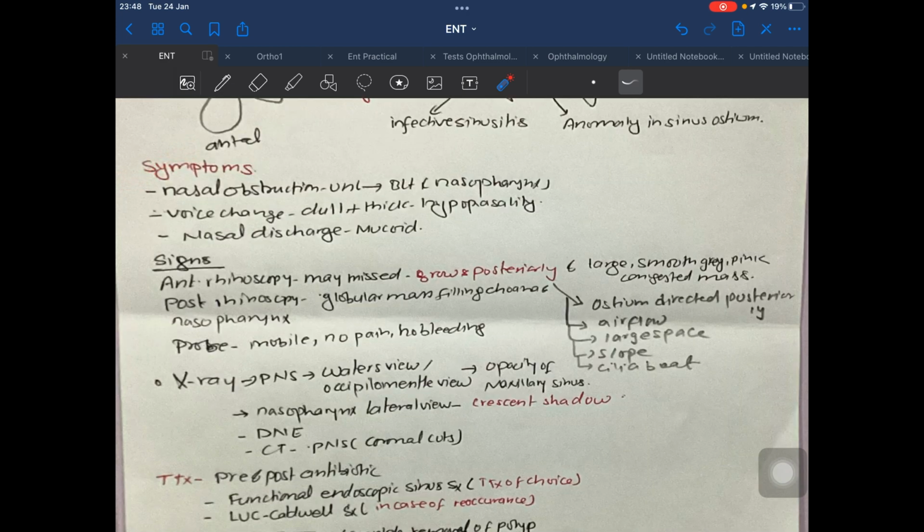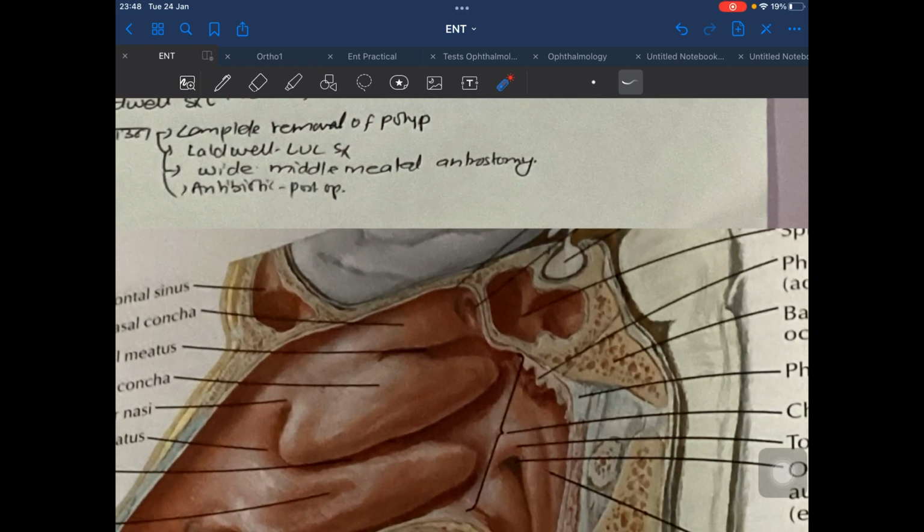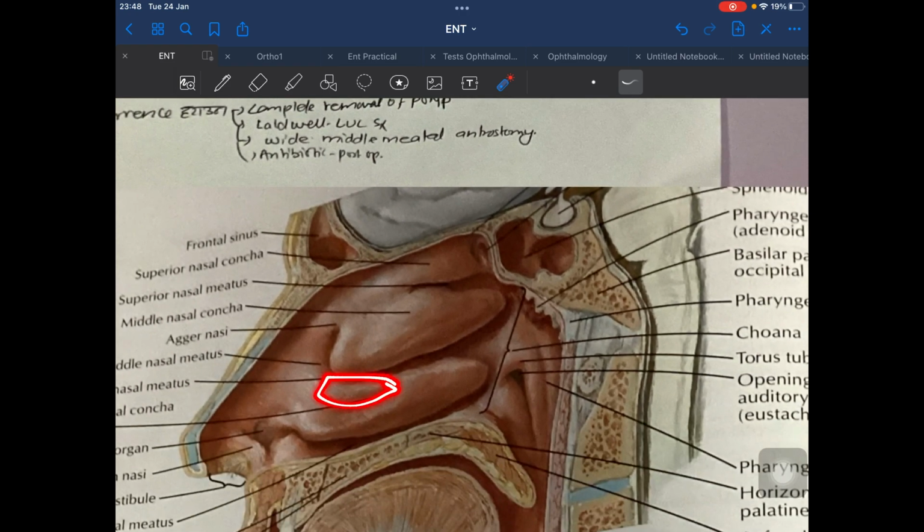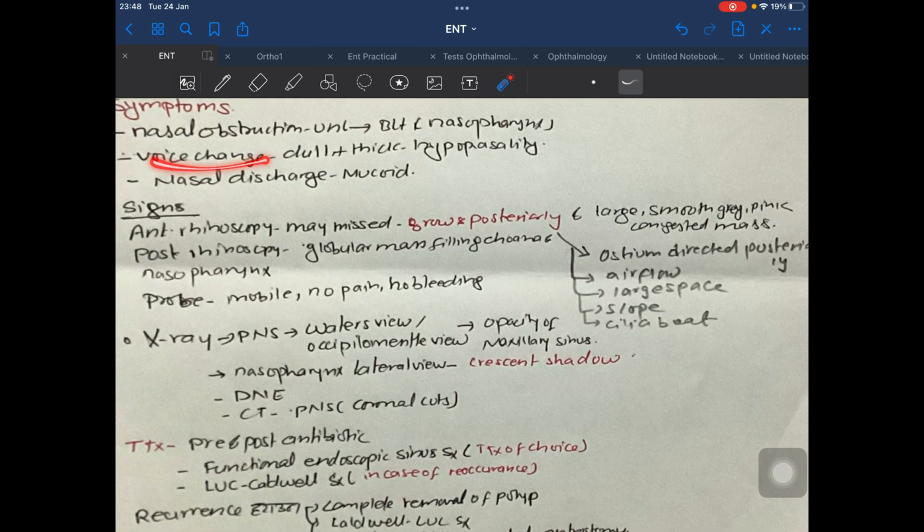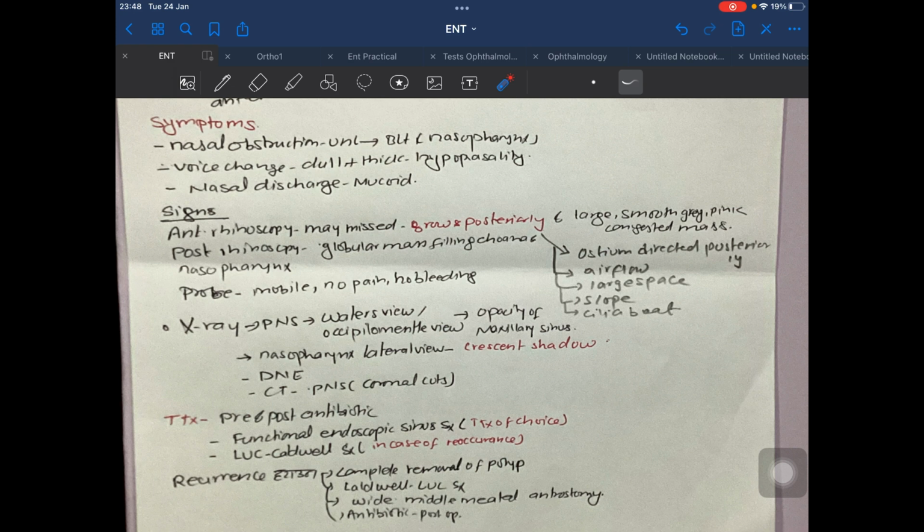So symptoms of antrochoanal polyps are nasal obstruction, that is initially unilateral and may become bilateral if it obstructs the nasopharynx. Initially it originates from the maxillary ostium of the mucosa of the maxillary sinus, and they grow posteriorly, and if it obstructs or affects the nasopharynx, the obstruction becomes bilateral. The other symptoms are change in voice, that is voice becomes dull and thick, and nasal discharge, that is mucoid type, due to infection.